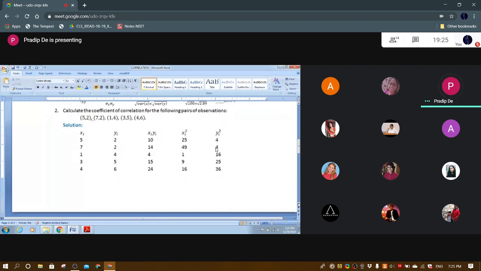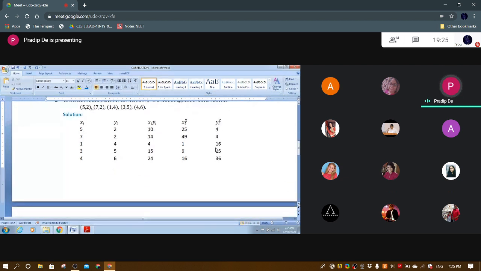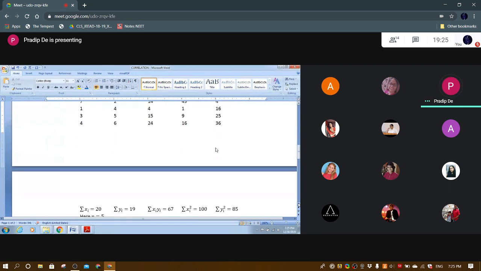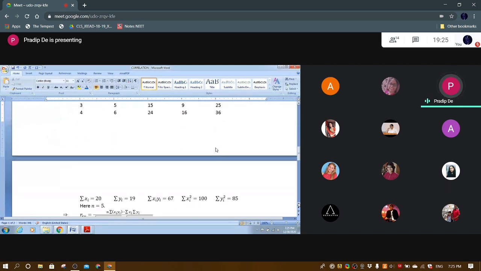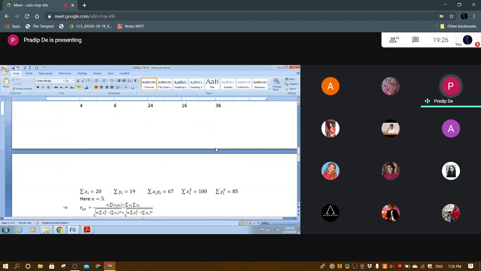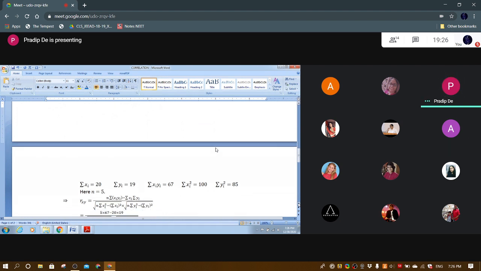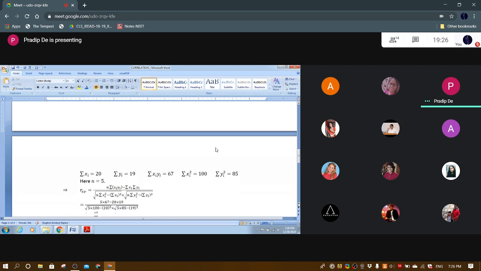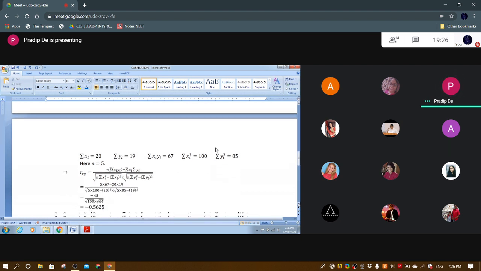Okay. You don't need any help in this. You'll do it yourself. Sigma xi, sigma yi, their sum, sigma xy, sigma x square, sigma y square. These are found. Here n is 5 because there are 5 ordered pairs. So n is 5. And then use the last formula as I told you. Substitute the values, get the answer. It is simple as that.